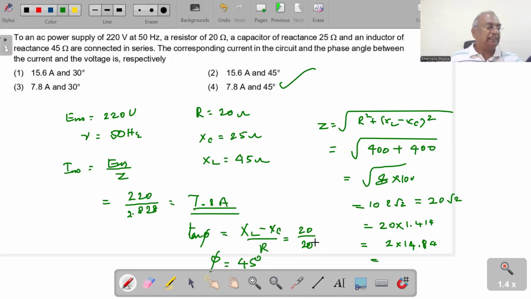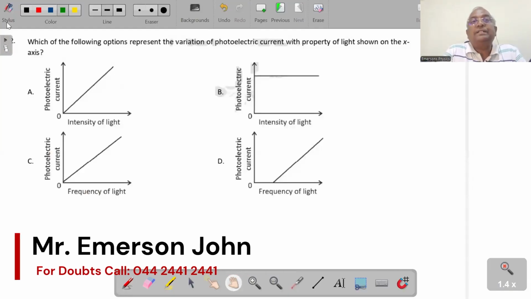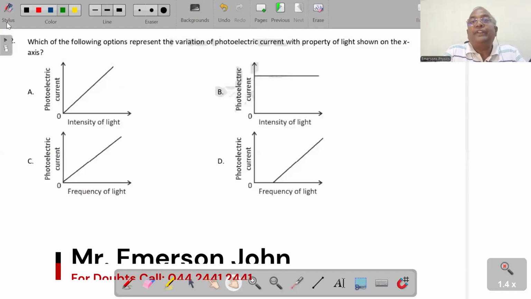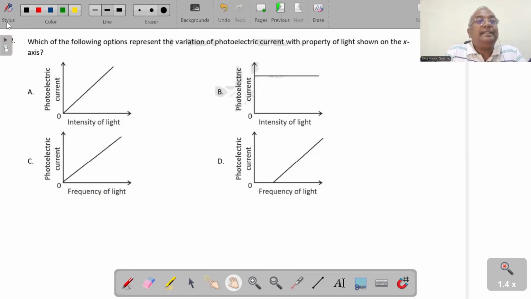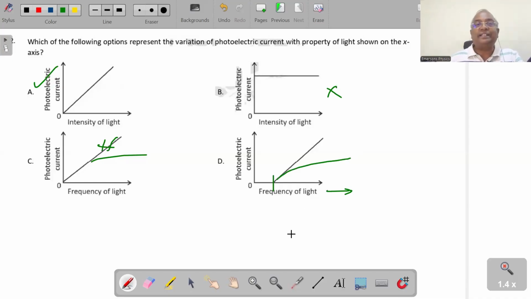Both options are correct. Which of the following options represents the variation of photoelectric current with the property of light shown on the x-axis? Intensity of light versus photoelectric current, this is correct. As the intensity of light increases, current also will increase. This is wrong for frequency: if frequency increases, current will increase to some level, thereafter it will become constant. It won't continuously increase. Photoelectric current with increase of frequency, the same thing. It starts, then ends up at a constant current. So A is the correct option.